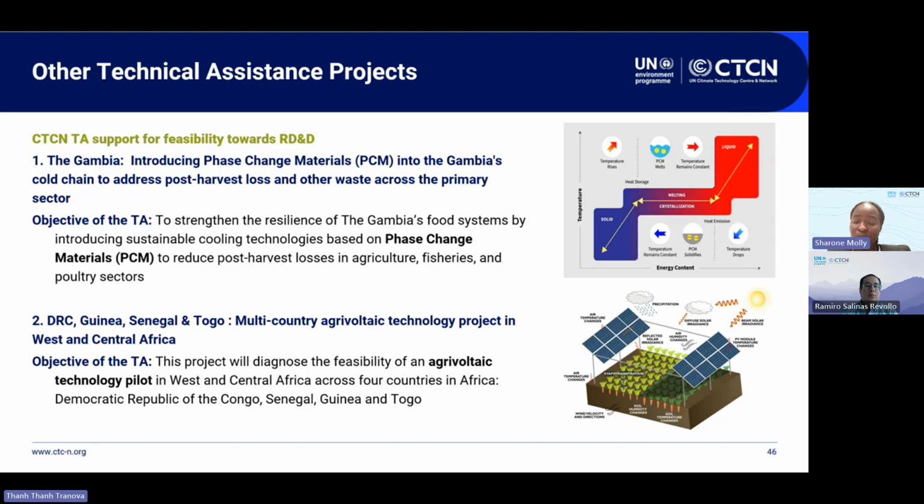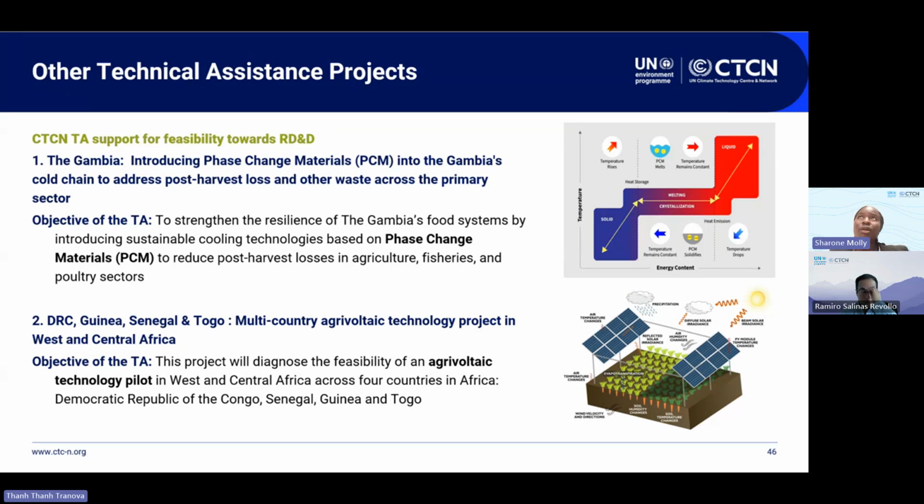So these phase change materials, they're able to absorb and release thermal energy depending on the temperature of their environment. And the project proponent has pitched this idea to the CTCN because they believe that this would be more sustainable and of lesser cost compared to the traditional methods that are used for cooling right now.